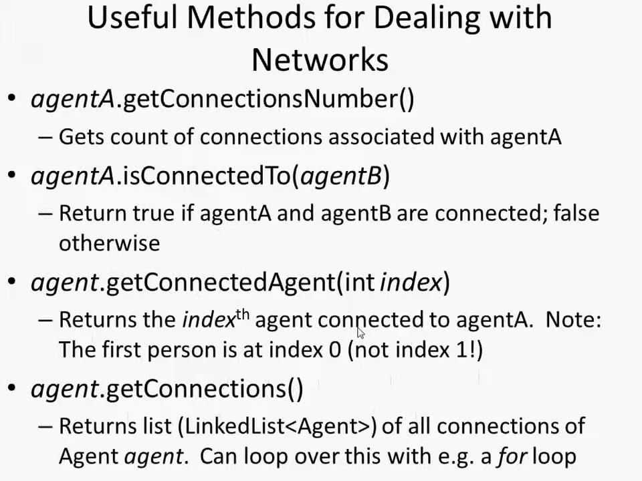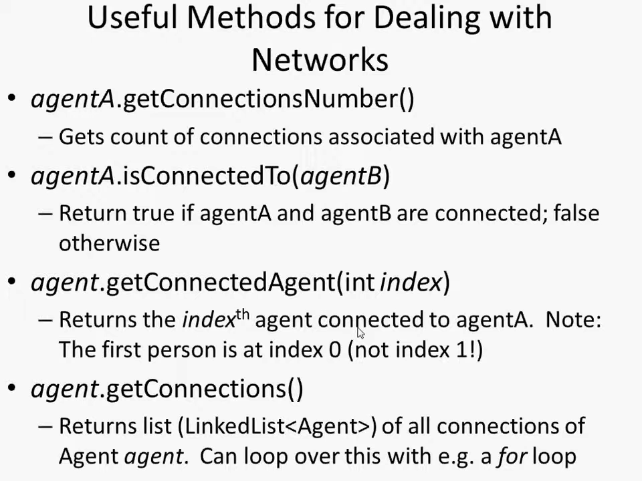With getConnectionsNumber, you can ask how many connections an agent has; with isConnectedTo, you can ask, is agent A connected to agent B? You can ask, give me your nth connected agent, where n starts at 0. And you can say, hey, give me all your connections, all the agents you're connected to. And that gives a list you can iterate over in a way that we'll see.